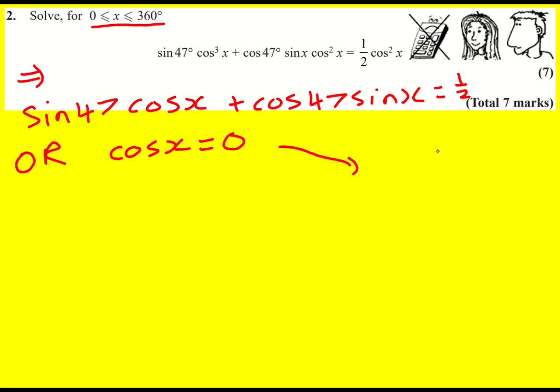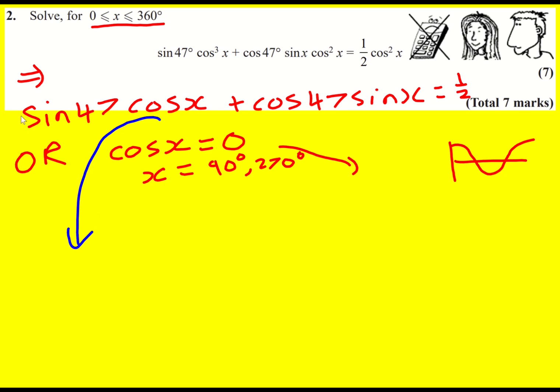And I think it's worth just dealing with the cos x equals 0 situation. And that's going to be x equals 90 or 270. So we've got two solutions straight away, and we've managed to turn it into a much simpler equation, which I'll now do down here.